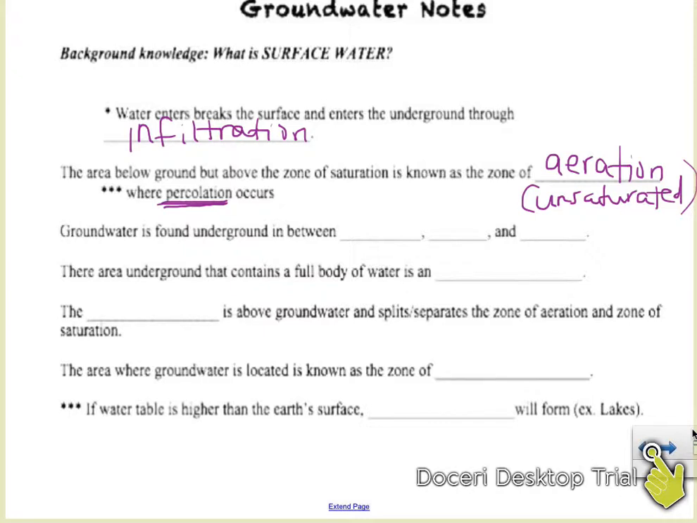Groundwater is found underground in between rocks, soil, and sediment. Who knows what sediment is? Jenny: It's like rock, but it's like smaller and it's like more with soil. Yep, it's different pieces of rock crunched up and mixed with soil. Good.